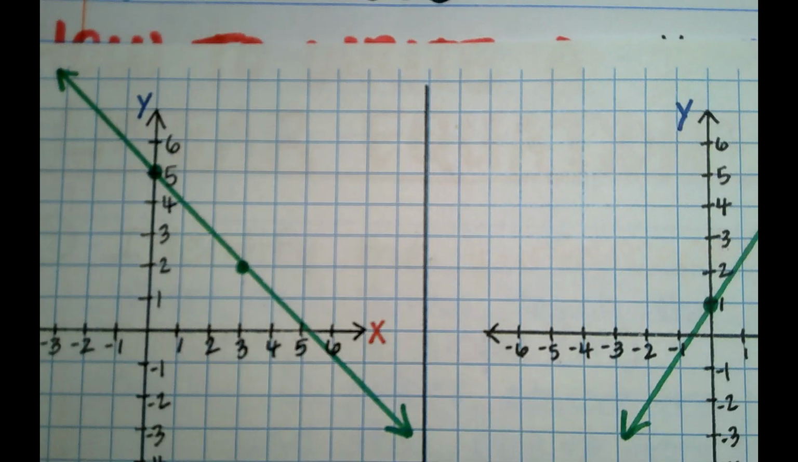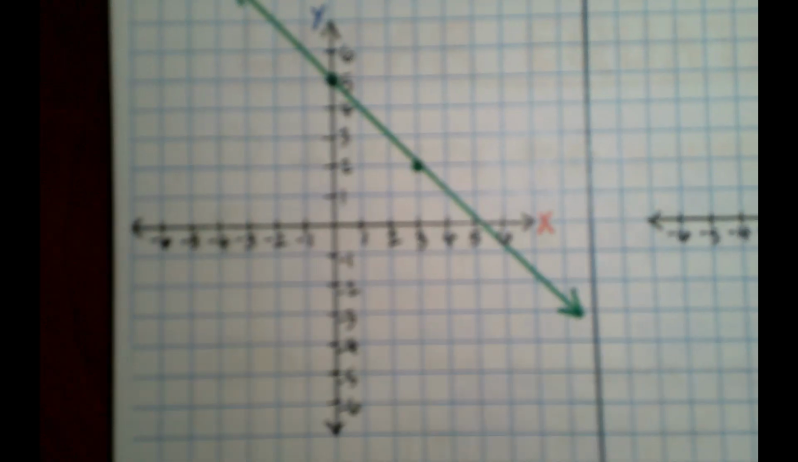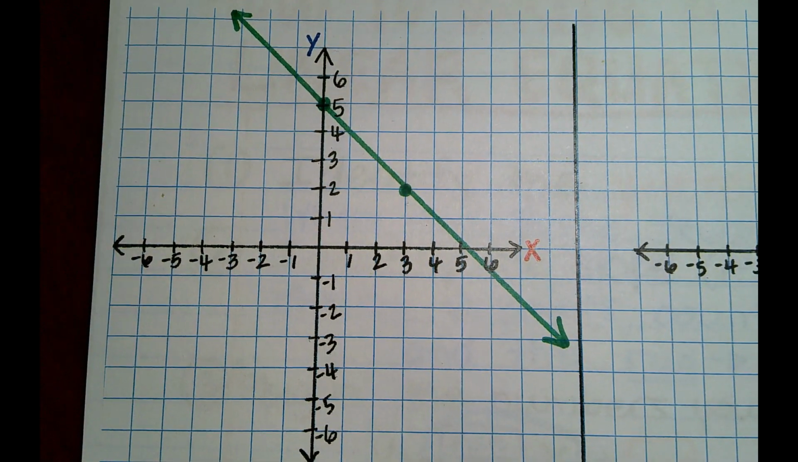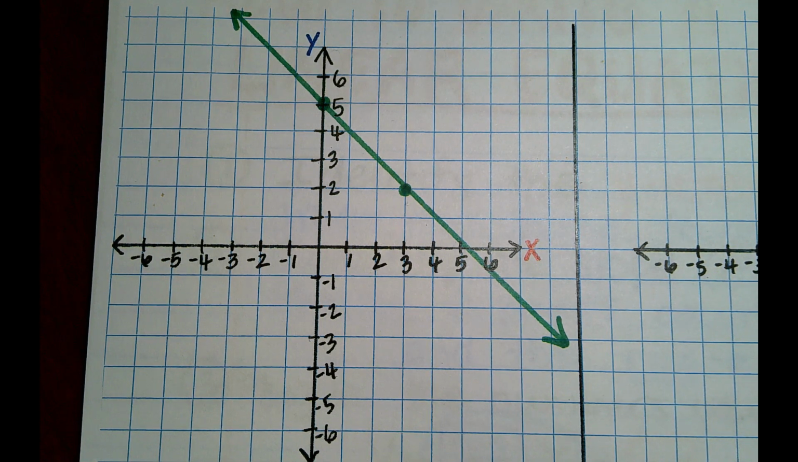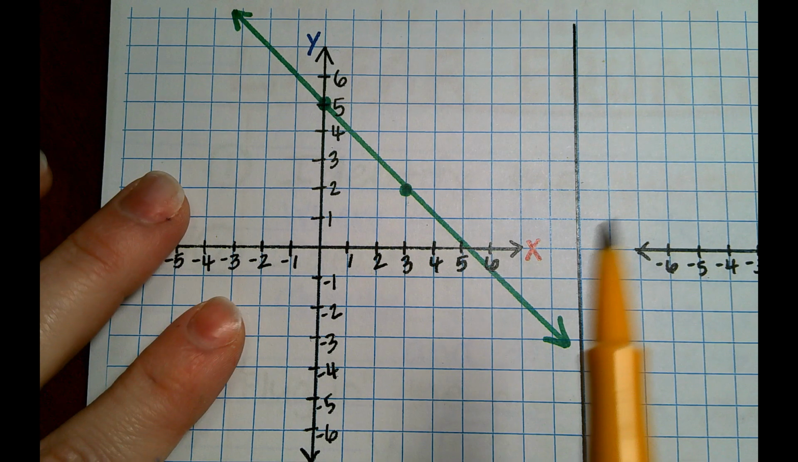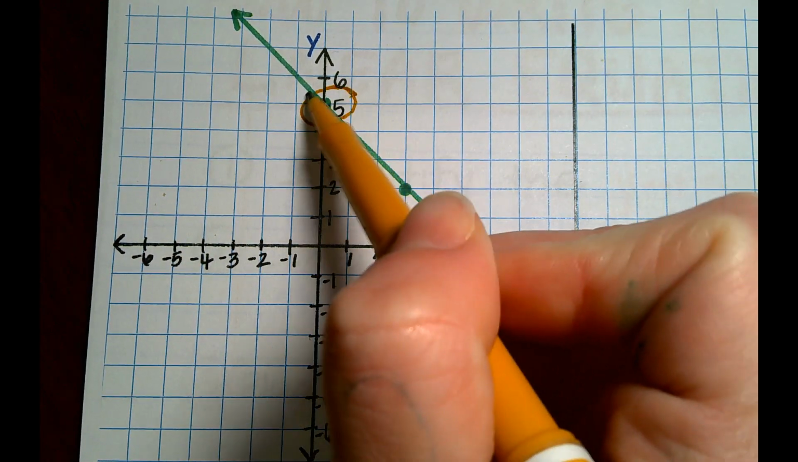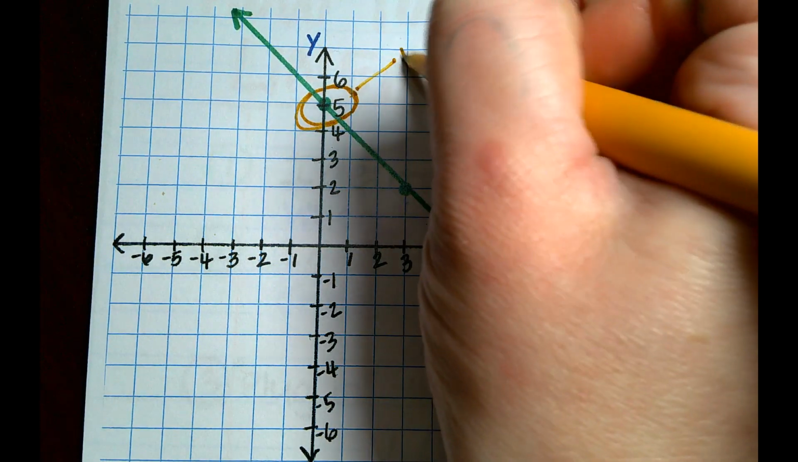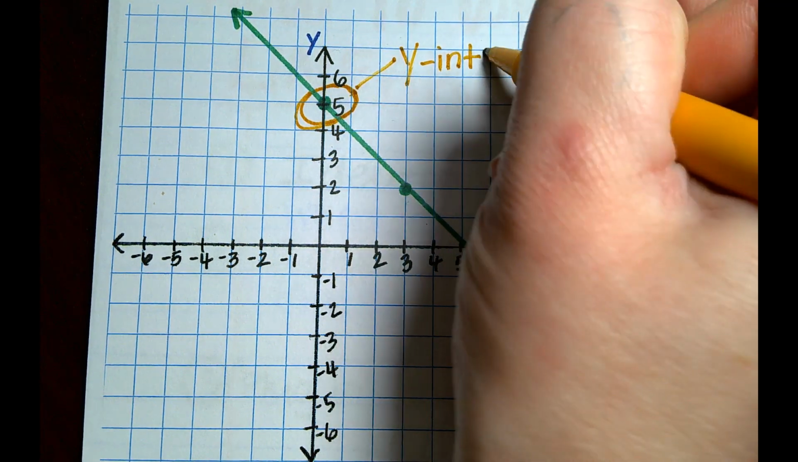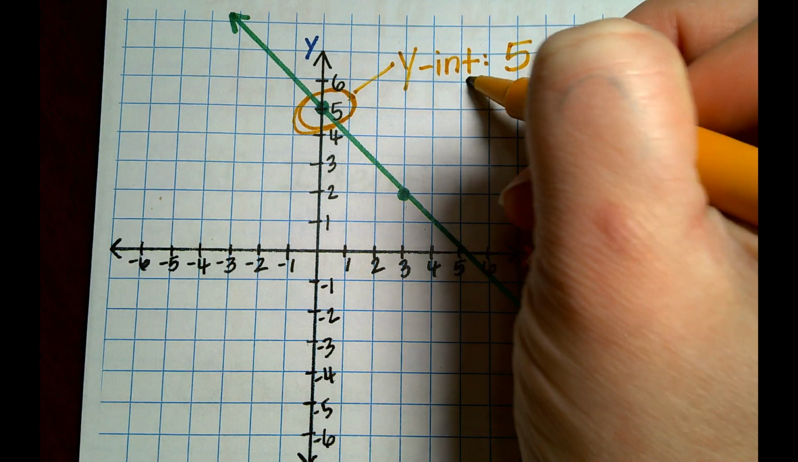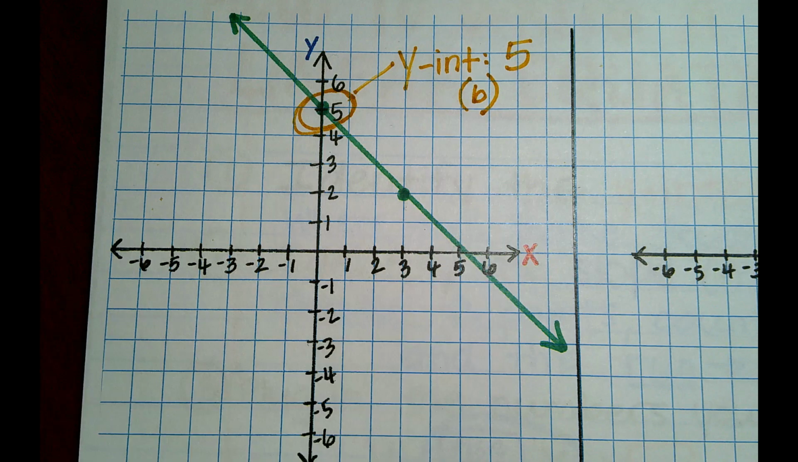We're going to start with this first one. Okay, so what's the first step? Find the y-intercept. Where does this line touch the y-axis? At 5. So my y-intercept is 5. My y-intercept is also b in my equation, so I'm going to keep that in mind. B is 5.